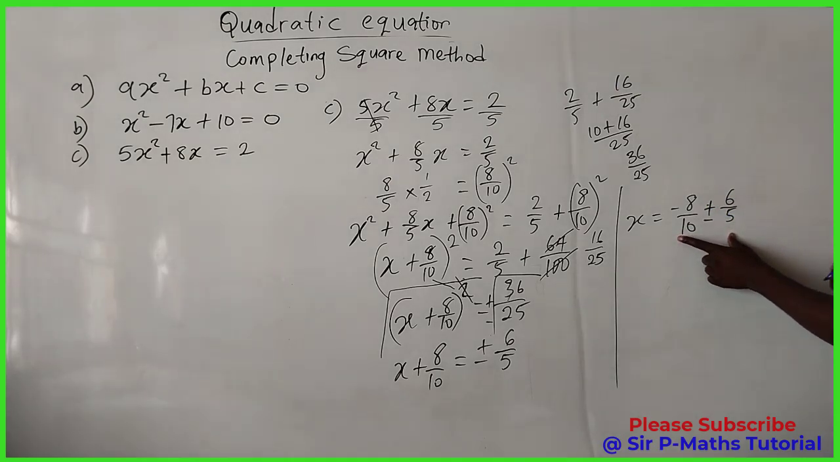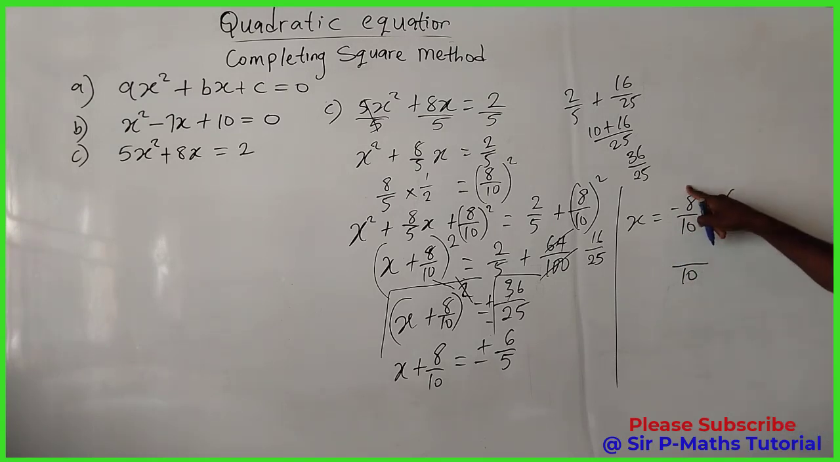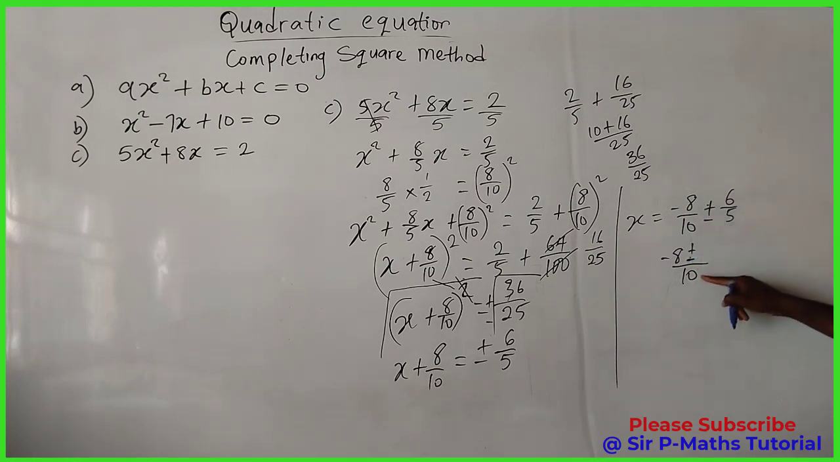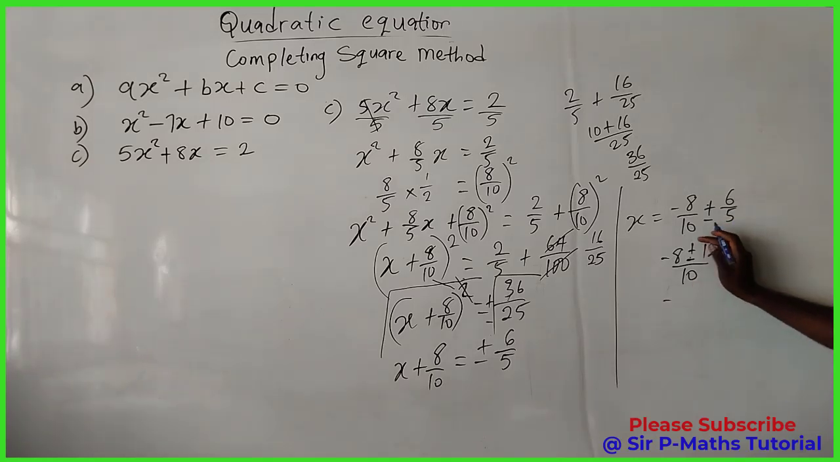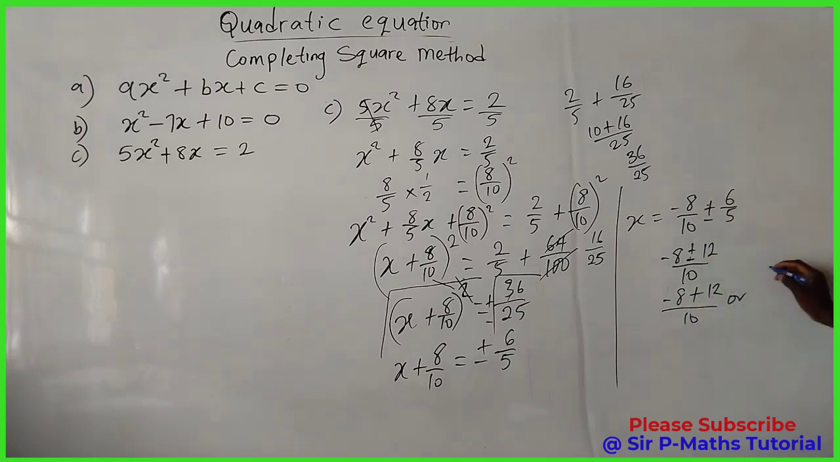Then we can add the both of them by LCM. Alright, the LCM is 10. 10 divided by 10 is 1. 1 times 8 is 8. Plus or minus 10 divided by 5 is 2. Multiplying this, we'll have 12. So to get my answer now, I'll separate the plus and minus. So I'll have minus 8 plus 12 over 10, or minus 8 minus 12 over 10.